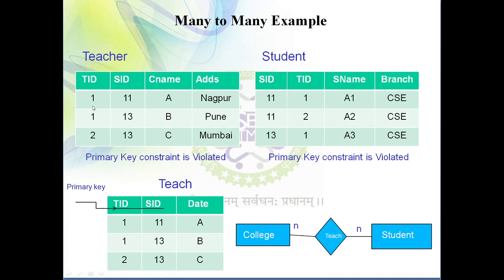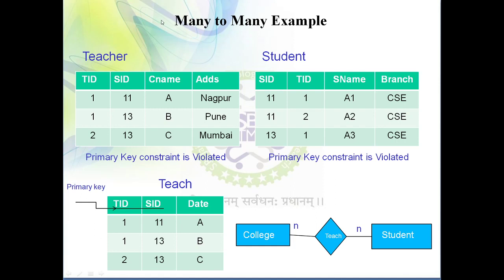That's why here we have teacher ID 1, student ID 11; teacher ID 1, again student ID 13. That means, what is the primary key for the teacher table? Teacher ID. And what is the speciality of a primary key? That attribute value should not get repeated. But here what is your observation? The attribute teacher ID is repeated two times. That means we are not able to add the student ID attribute to the teacher table. Why? Because here the primary key constraint is violated.